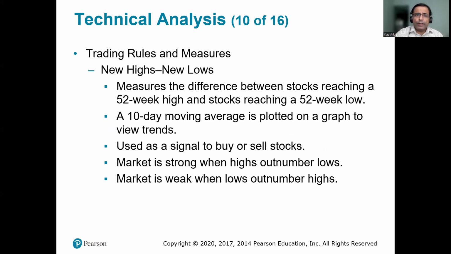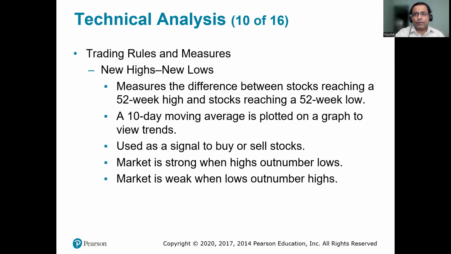We also look at the new highs and new lows. So we look at the stocks which have reached 52-week highs and 52-week lows. If we consider the stocks which have reached 52 weeks on a day-to-day basis, then we will have wide fluctuations. Instead, we use a 10-day moving average. That is, we consider a 10-day period.